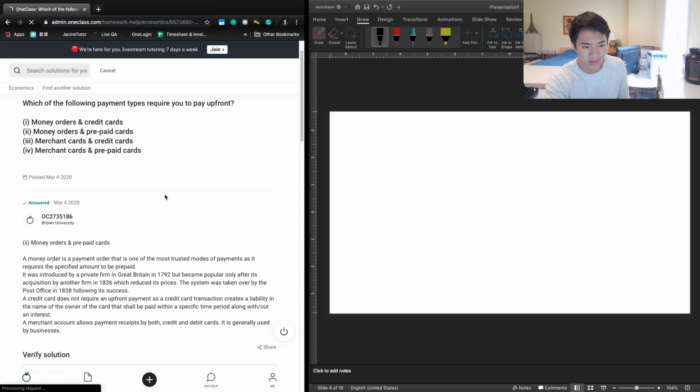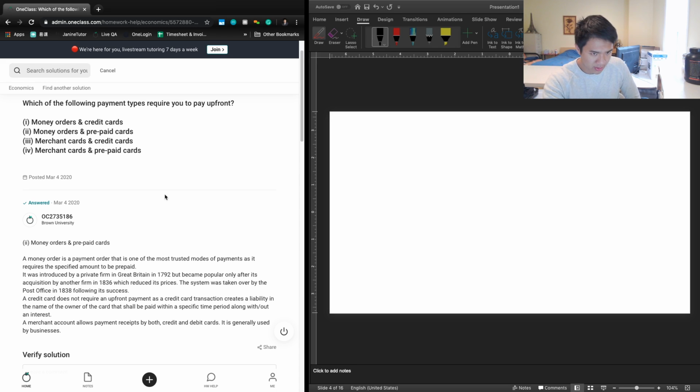It says, which of the following payment types requires you to pay up front? A says money orders and credit cards. B says money orders and prepaid cards. C says merchant cards and credit cards. And D says merchant cards and prepaid cards. So this is just a definition question.